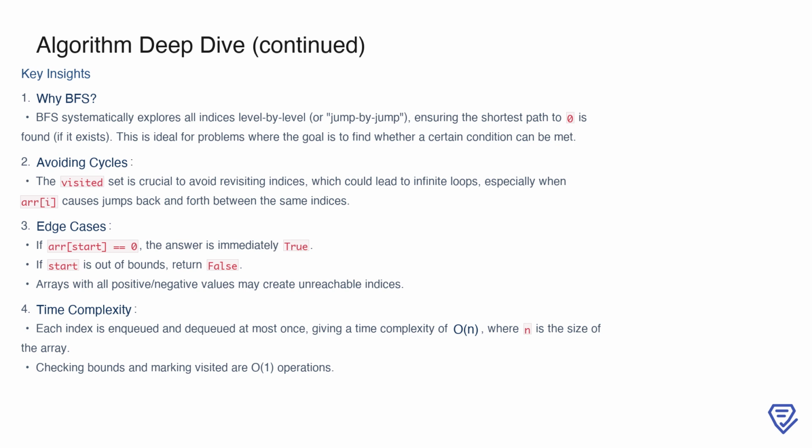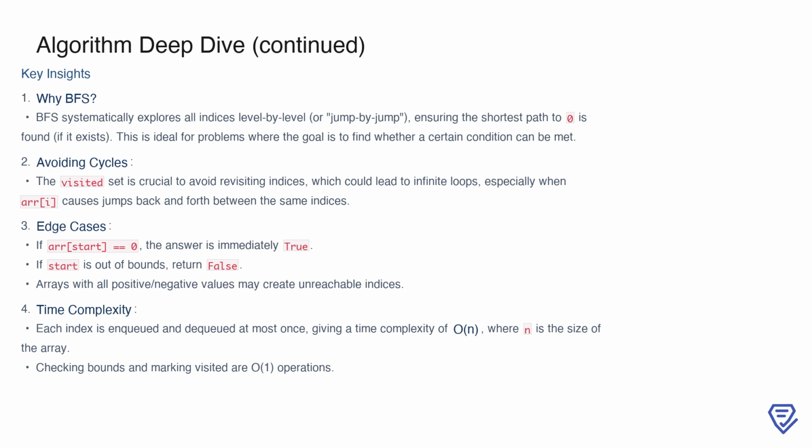Additionally, there are important edge cases to consider. For example, if the value at ARR[start] is already 0, we can immediately return true without any traversal. On the other hand, if the start index is out of bounds, the answer is false. Arrays with all positive or all negative values can also create situations where certain indices are unreachable.